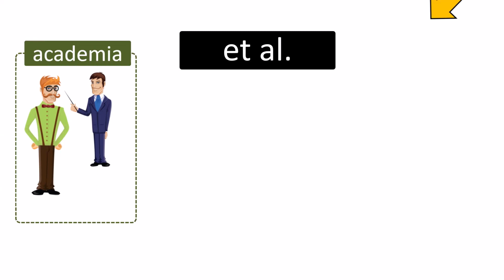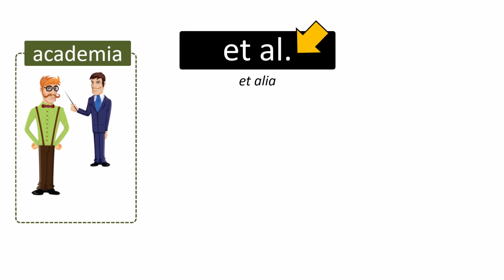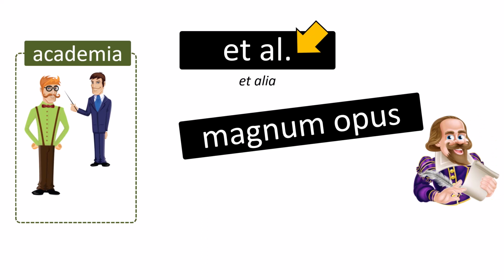Et al. Look at that full stop. This tells us it's a contraction, a type of abbreviation. It stands for et alia. It means and others. And you will see it in referencing. Fred Bloggs et al. So Fred Bloggs and others said something. Magnum opus. Magnum opus means great work or masterpiece. For example, Shakespeare's play Hamlet is often regarded as his magnum opus.